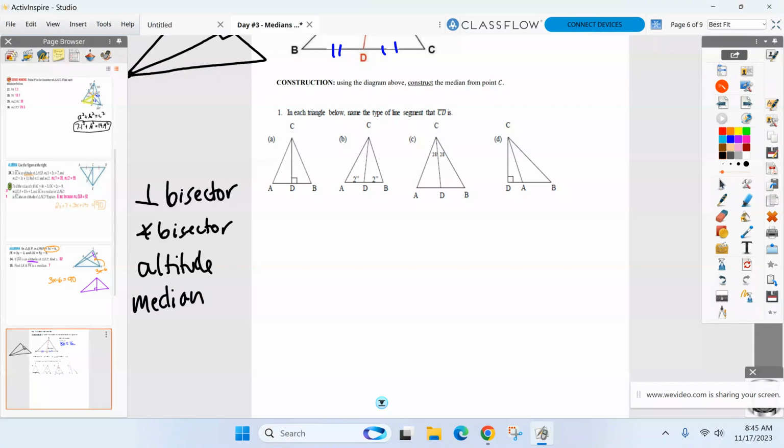All right, so go in your group. Please talk to each other. What is the best name for CD in each diagram? Go ahead. Just based on the markings, what's the best name for CD in each of those diagrams?